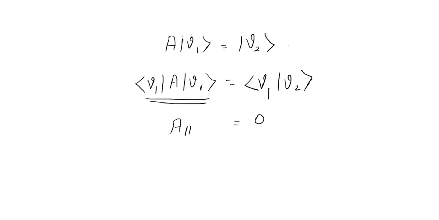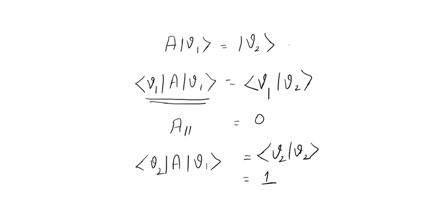So multiplying the same equation by bra V2 on both sides, now we are having 1, because we all know the orthonormal condition, Vi, Vj is equal to delta ij. So if i and j are equal, it is equal to 1, and if i and j are not equal, it is equal to 0. So here we are having 1. So the element A21 is 1.